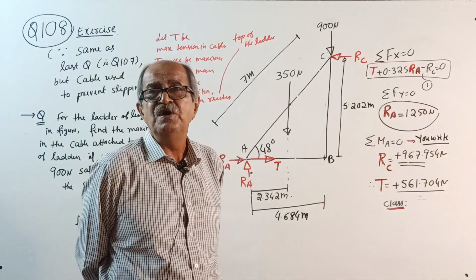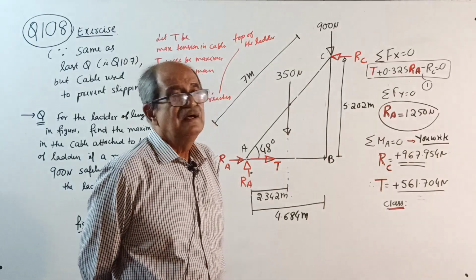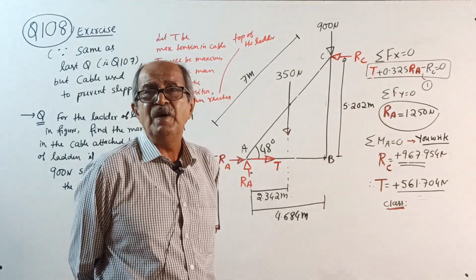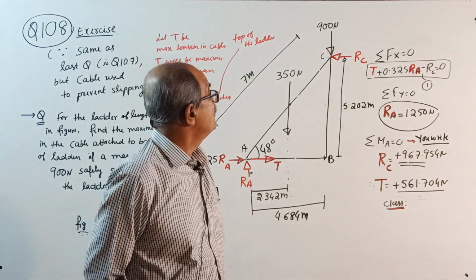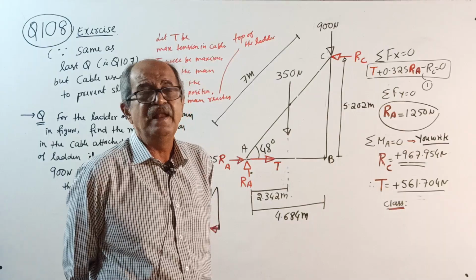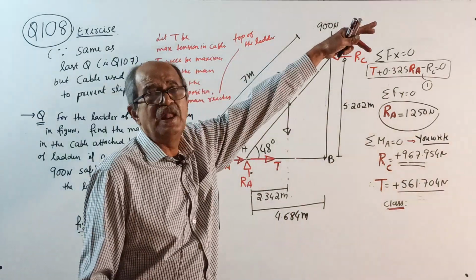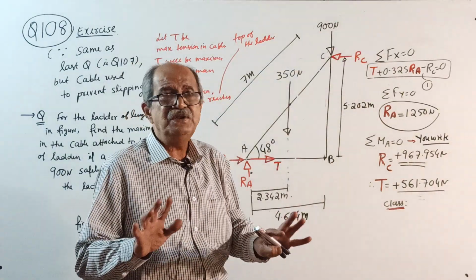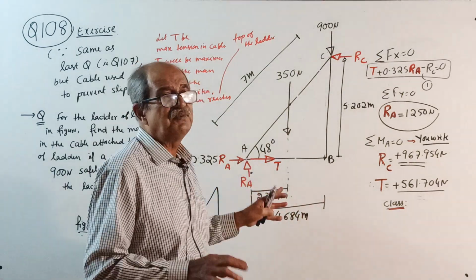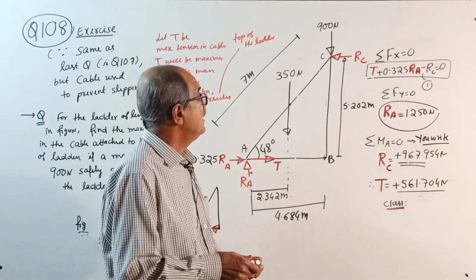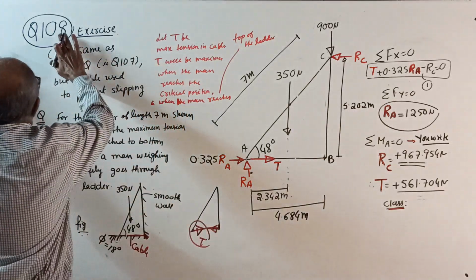So if you get a negative value for T, you write no, not a negative value, because tension is not negative. Just write that the cable is not required. The man can safely go through the ladder only by virtue of the friction. Extra help is not required. Okay, question 108 over.